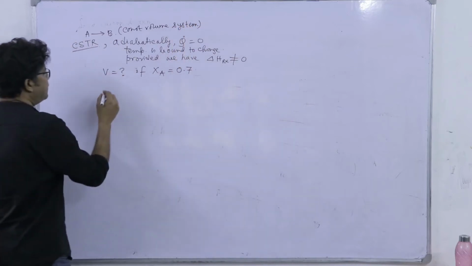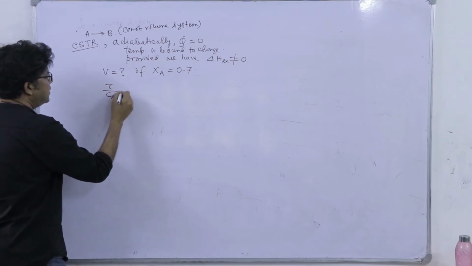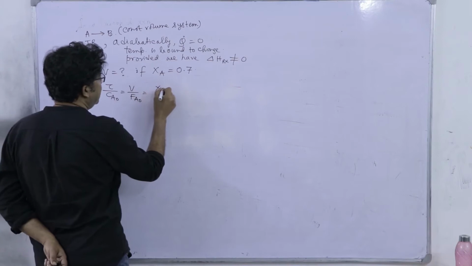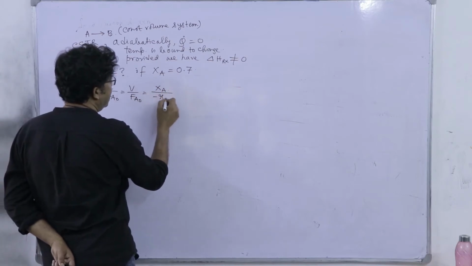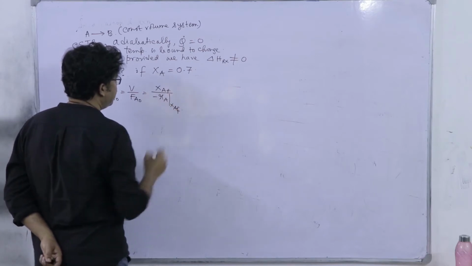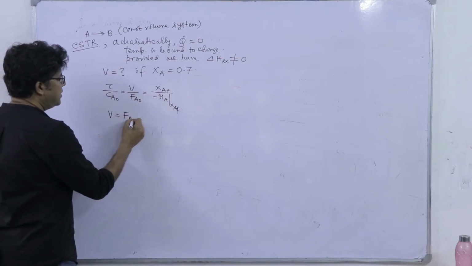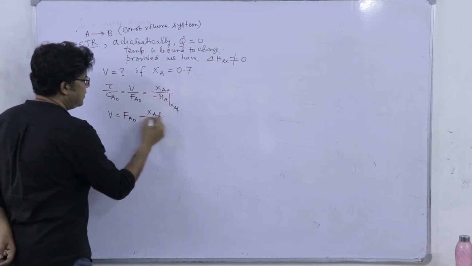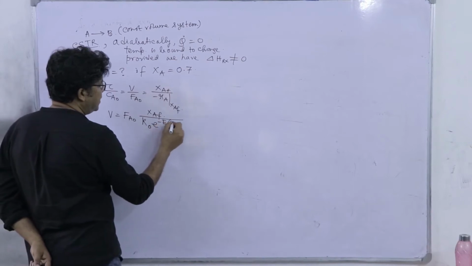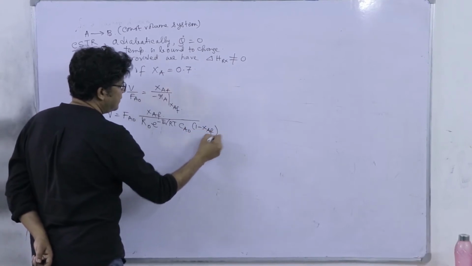Right. So, if I try this, we know that we have tau by Ca naught equal to V by Fa naught, equal to Xa by minus Ra, or XAF at minus Ra at XAF, right. So, you have to calculate the volume. So, volume equal to Fa naught into XAF by K naught into e to the power minus E by RT into Ca naught into 1 minus XAF.